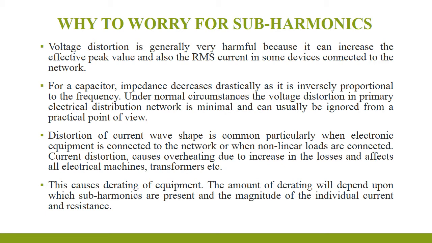Current distortion causes overheating due to an increase in losses and affects all electrical machines like transformers, etc. This causes derating of the equipment. The amount of derating will depend upon the subharmonics present in the network and the magnitude of the individual current and resistance.